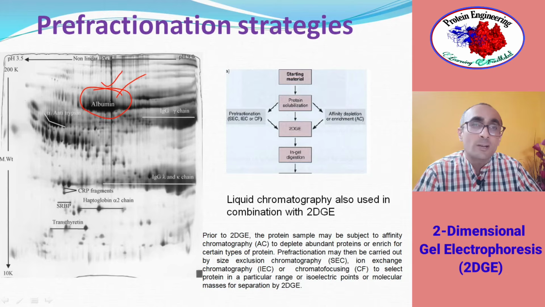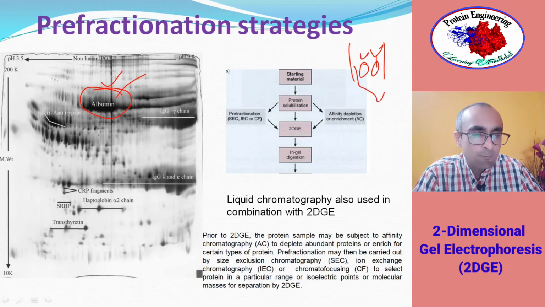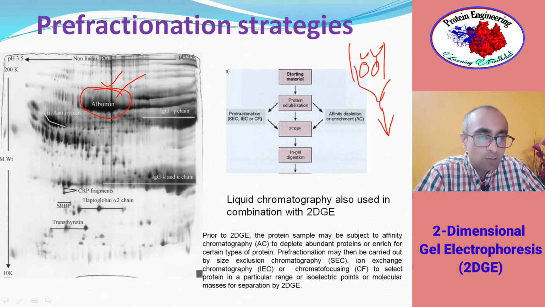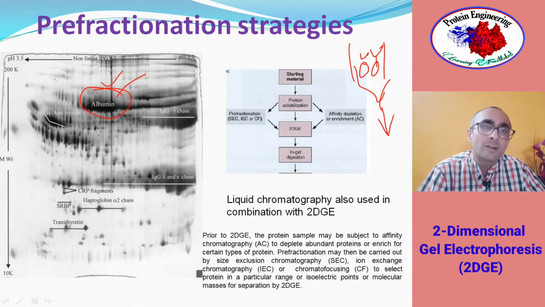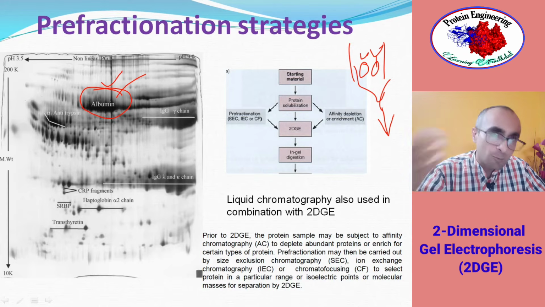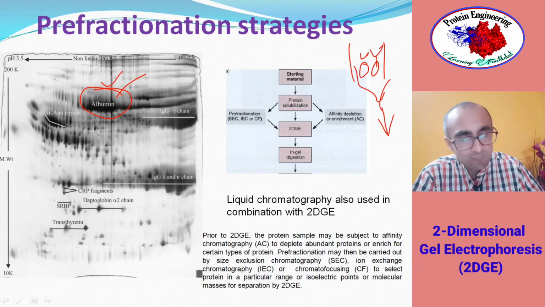You can use an affinity column. In the affinity column you have anti-albumin antibodies, and you run your sample on this column. So the albumin is retained by the affinity matrix, and non-albumin proteins come out of the column. Those can be run in 2D GE. That's called affinity depletion. So you can deplete superabundant protein from the sample before running 2D GE in order to enhance resolution.